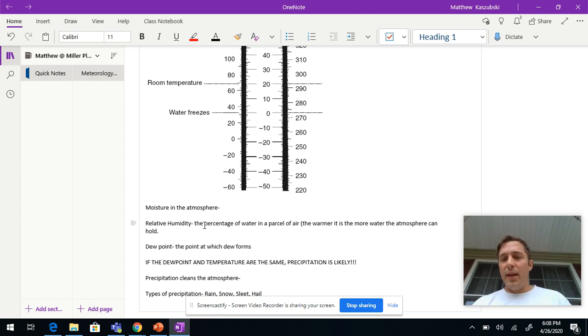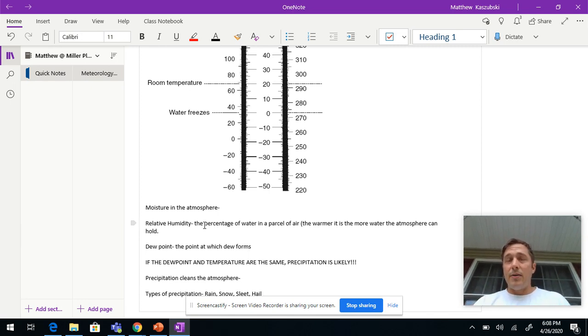It's like when you have a cold can of soda in the fridge, and it has that little dew on there, right? Why does it have the dew when you pull it out of the fridge? Well, because the can is colder than the atmosphere, and that's causing condensation. So dew, like dew on the grass, dew point is the point at which dew forms.